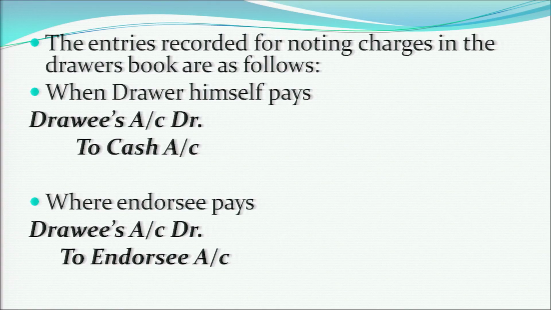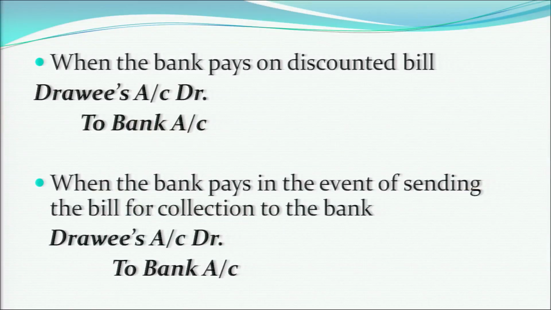When the endorsee pays it, right? Suppose you have endorsed your bill to Ankit. So drawer's account debit to endorsee's account, right? So here the drawer is responsible. So the endorsee is going to be the credit. When the bank pays on a discounted bill, again here the bank is in the picture, so drawer's account debit to bank account. When the bank pays in the event of sending the bill for collection to the bank, so drawer's account debit to bank. Here all the amounts are included, right?